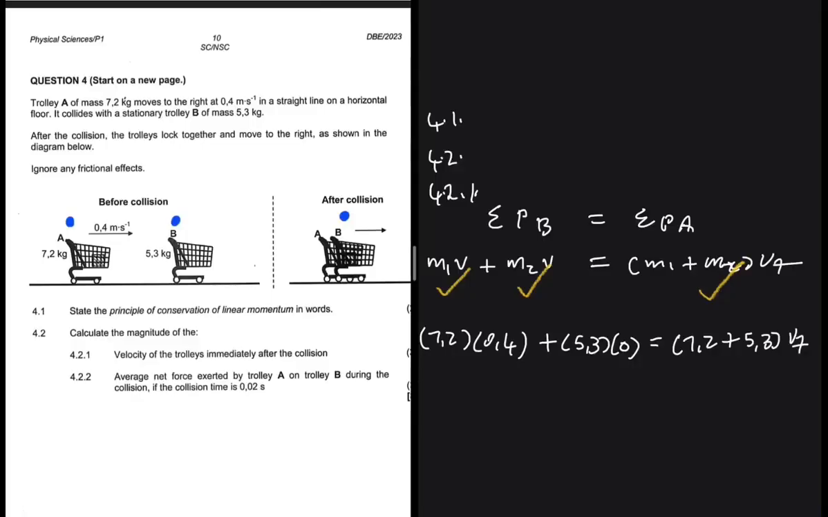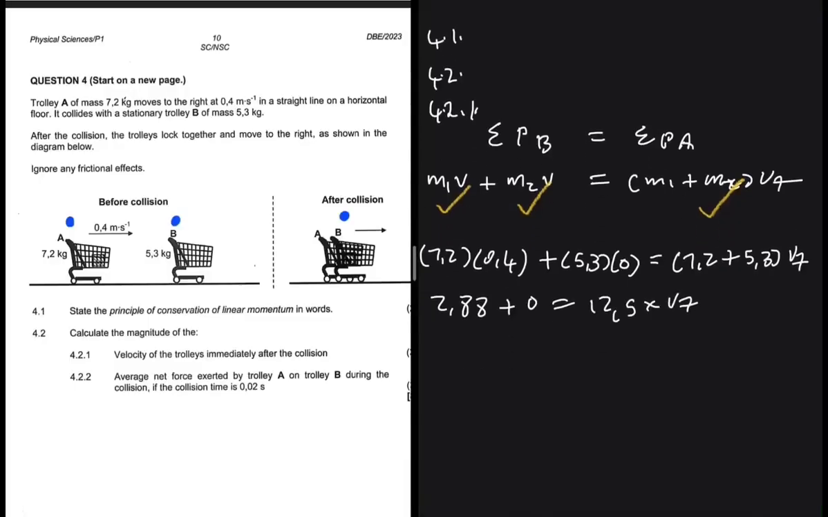So if I put 7.2 multiplied by 0.4 on my calculator, I'm getting 2.88, and 5.3 multiplied by 0 will just be 0, right? And that will all be equal to, so now I have 7.2 plus 5.3, which is 12.5. So I have 12.5 multiplied by Vf, right? It's easy to see now that I just need to divide both sides by 12.5. So if I divide both sides by 12.5, let me see what I get.